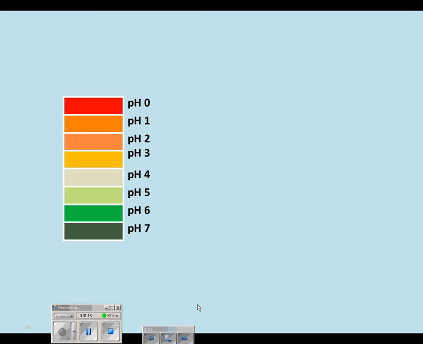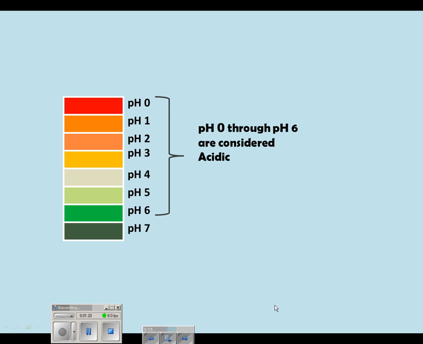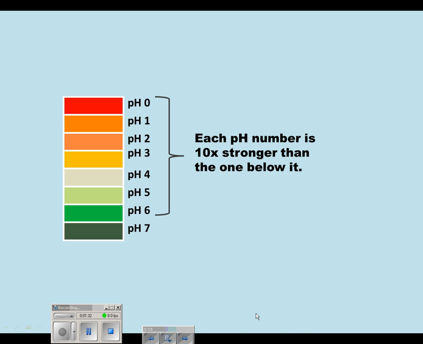Now, if we look a little closer, from 0 to 7, we see that 0 through pH 6 are considered to be acidic. And how much acid really is there? What are we talking about? So each pH number is actually going to be 10 times stronger than the one below it.